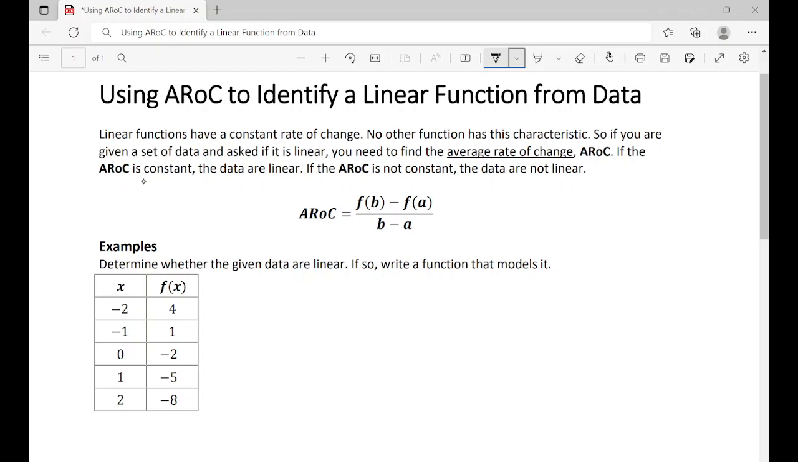If the average rate of change is constant, the data are linear. If the average rate of change is not constant, the data are not linear. This is the average rate of change formula, f of b minus f of a divided by b minus a.